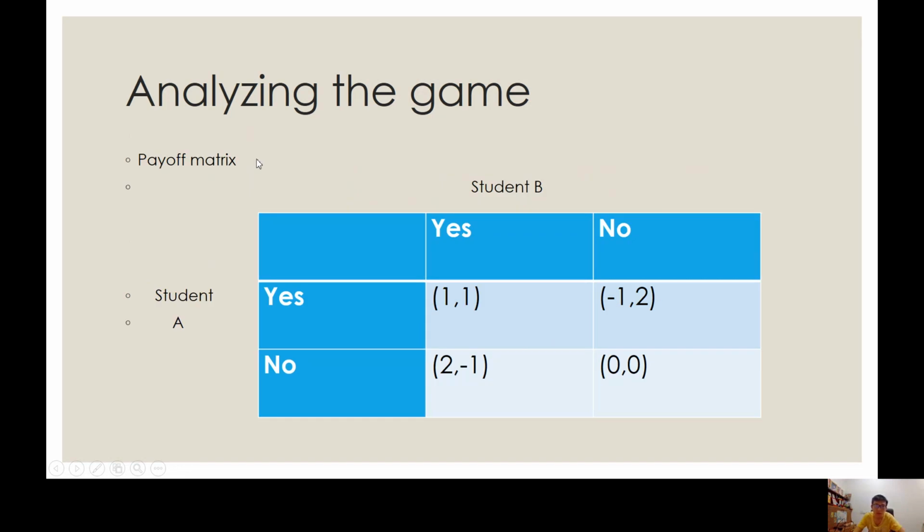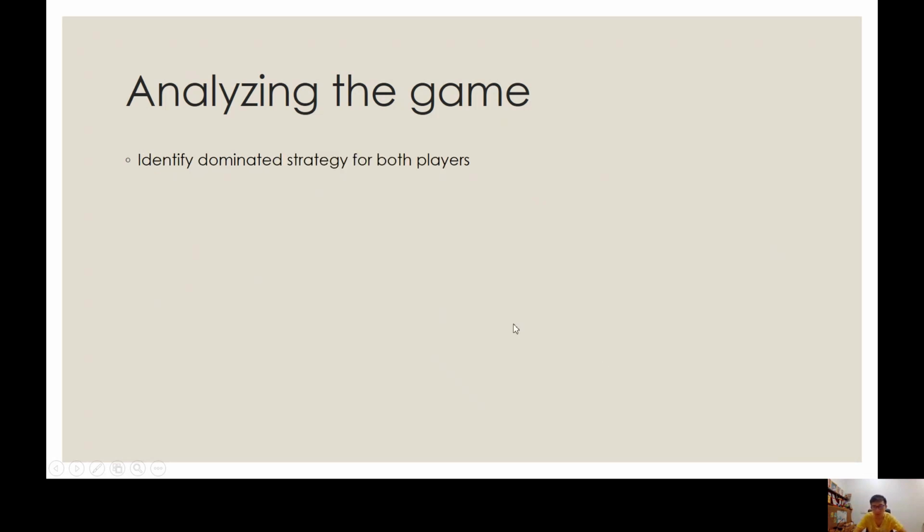Next, we need to create the payoff matrix for the game so we can analyze it deeper. Using the payoff function we created just now, we can create this table. If yes, yes, A and B will both get 1 point. If yes, no, they will get negative 1 point for student A and 2 points for student B. If no, yes, student A will get 2 points, while student B will only get negative 1 point. If both students choose no, they will get 0 points.